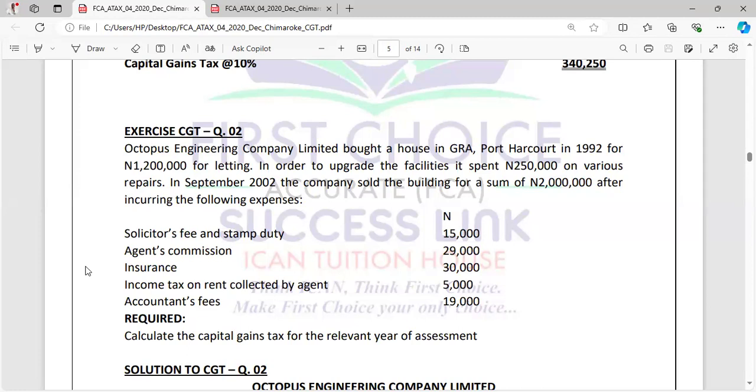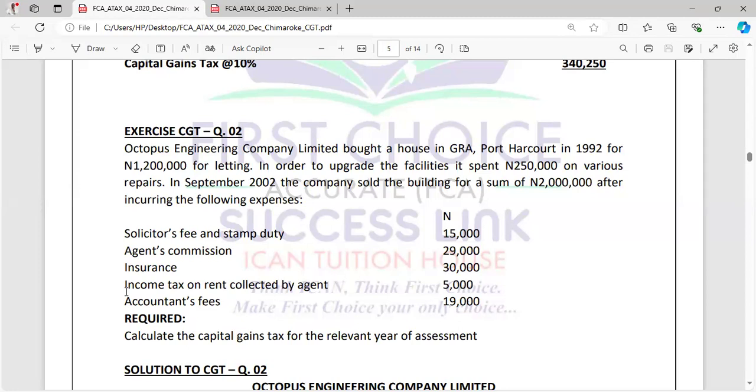We have the solicitor's fees and stamp duty. We have the agent's commission. Once again, we have insurance. And you remember what we said about insurance? It is not allowable. Then we have income tax on rent collected by agents. Now that is another disallowable expense.